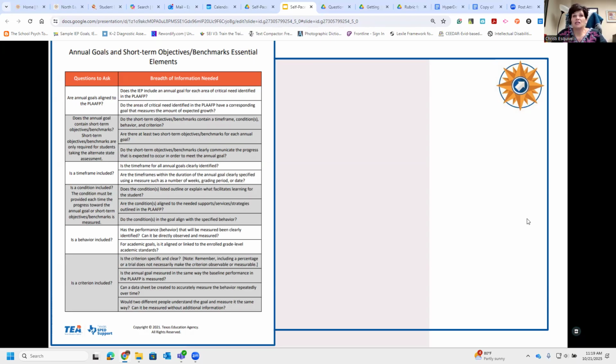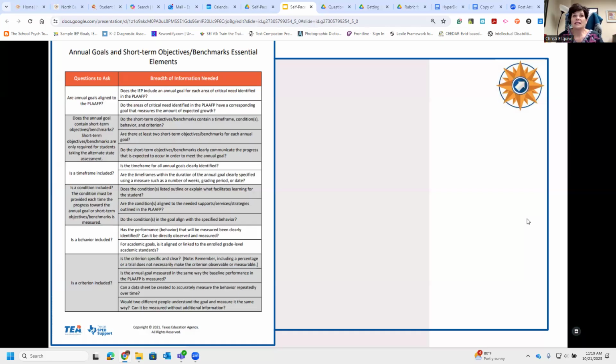The breadth of information needed here: the questions to ask yourself are, do the short-term objectives and benchmarks contain a time frame, condition, behavior, and criteria? Are there at least 2 short-term objectives or benchmarks for each annual goal? And do the short-term objectives or benchmarks clearly communicate the progress that is expected to occur in order to meet the annual goal? We're going to be going into the next 4 essential elements more closely.